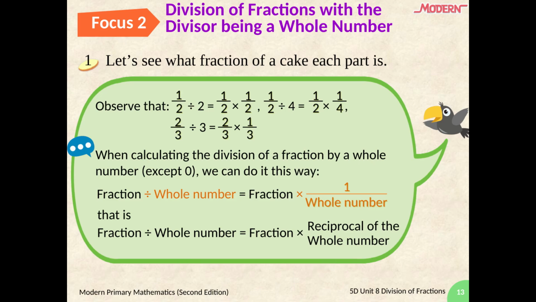What's a reciprocal? It's just the number flipped upside down. 2 becomes 1/2, 4 becomes 1/4, 7 becomes 1/7. Fraction divided by whole number equals fraction times 1 over that number. This is the flip and fly rule. Once you flip it, the answer just takes off.